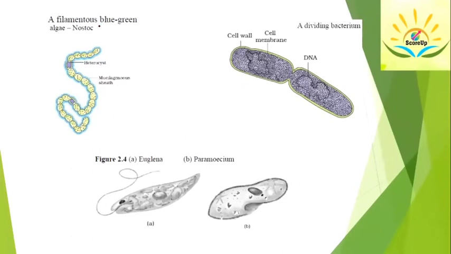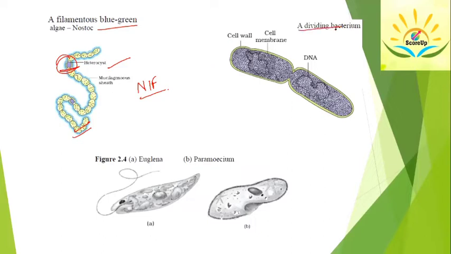Next one is filamentous blue-green algae. Example is nostoc. What is the speciality of nostoc? It has heterocyst. In this heterocyst, it has the NIF gene. NIF means nitrogen fixing gene. Using this NIF gene, it can fix atmospheric nitrogen. So nostoc is very essential for fixing atmospheric nitrogen.